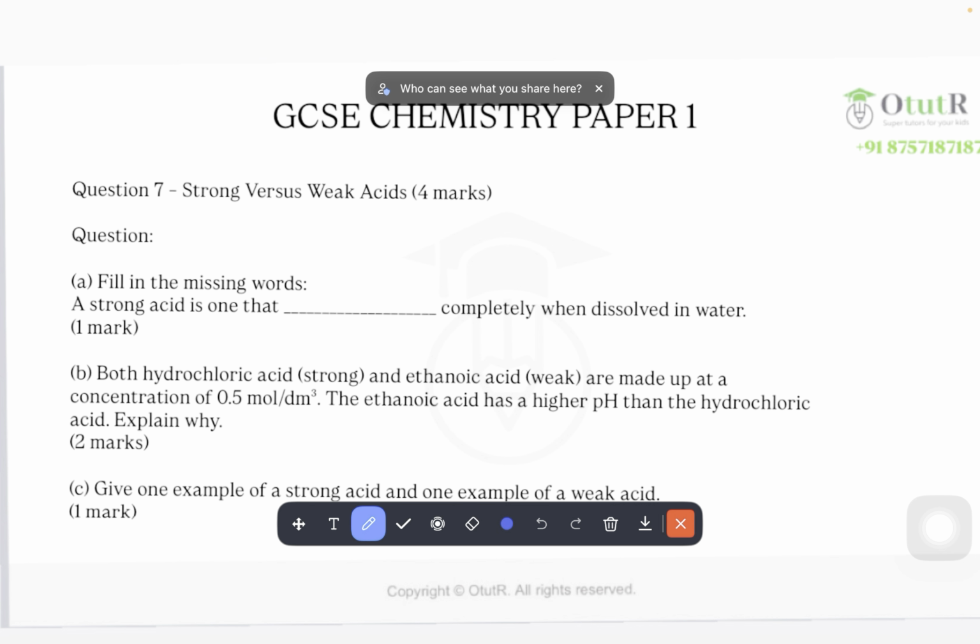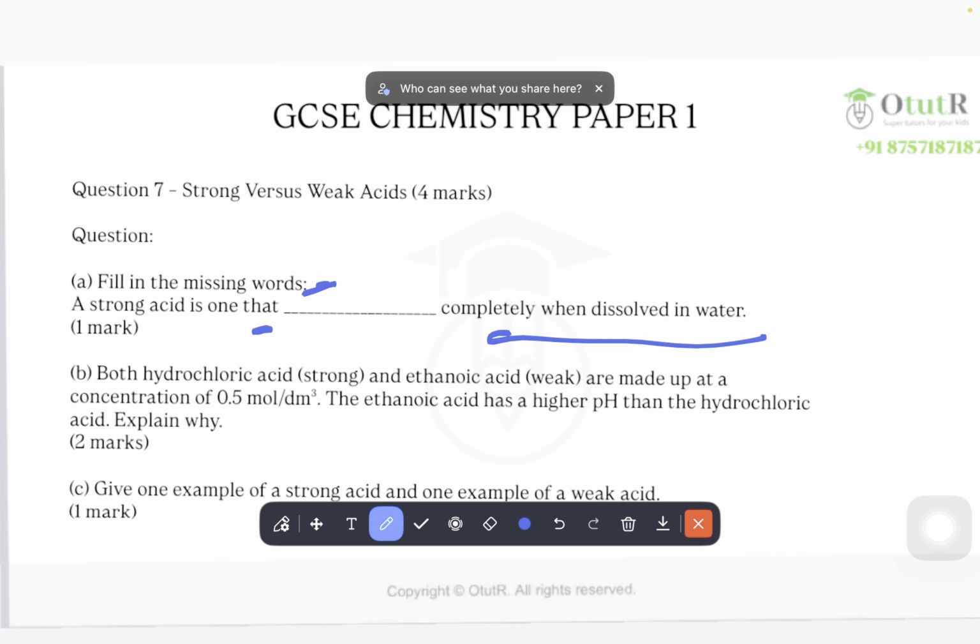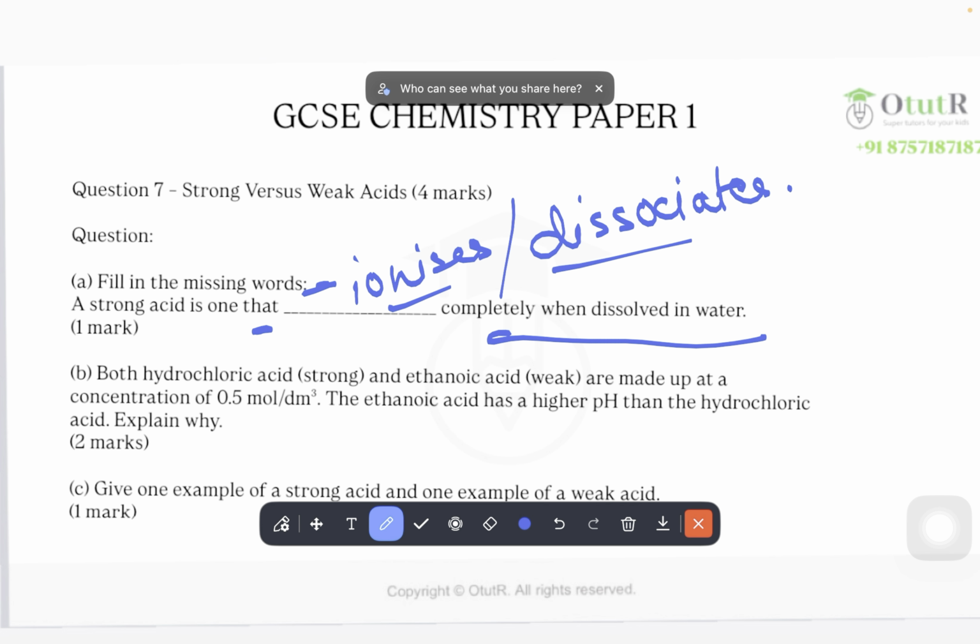Next question. Fill in the missing words. A strong acid is one that dash completely when dissolved in water. So what does it do? It ionizes, or you can say dissociates. Any one of these. A strong acid is one that either ionizes or dissociates completely when dissolved in water.